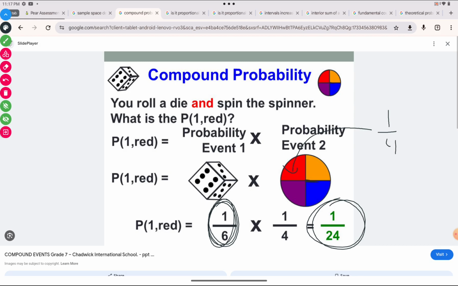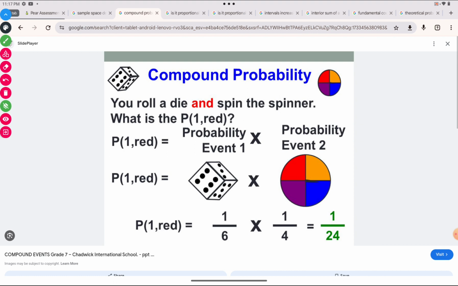And by the way, just so you know, when you see the P with parentheses, the P stands for probability, and then what's on the inside of the parentheses, like red, are the events. So if I want the probability of a coin landing on tails, that's how I would write it. Just so we are clear, you understand that notation.